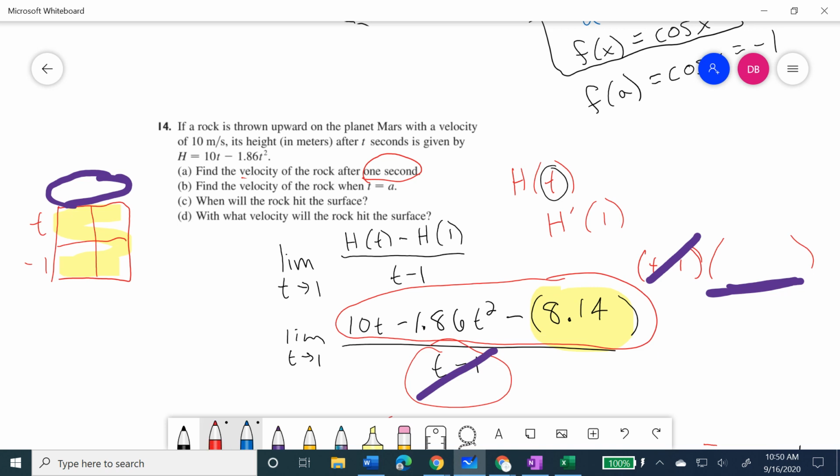With part C, the rock hits the surface when h is equal to 0. So that's not too bad of an equation to solve. 0 is one solution. You're looking for the positive solution. Then in part D, you're going to use what you found in part B, and you're going to plug whatever answer you got in part C into the A, and that will give you that answer.